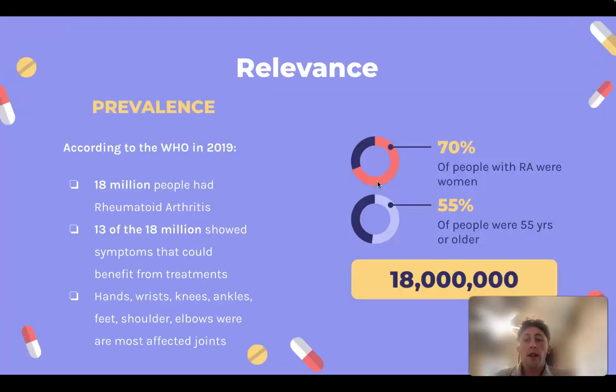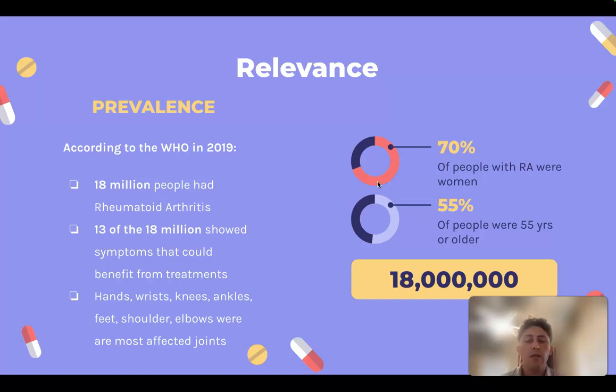And so rheumatoid arthritis, what is its relevance in the world today? According to the World Health Organization, in 2019, about 18 million people developed rheumatoid arthritis. 13 of those 18 million showed symptoms that could be improved by being involved with certain treatments, like medication and physical therapy, which is a very good sign, which means that well over half of those individuals with rheumatoid arthritis improved due to the simple treatments.